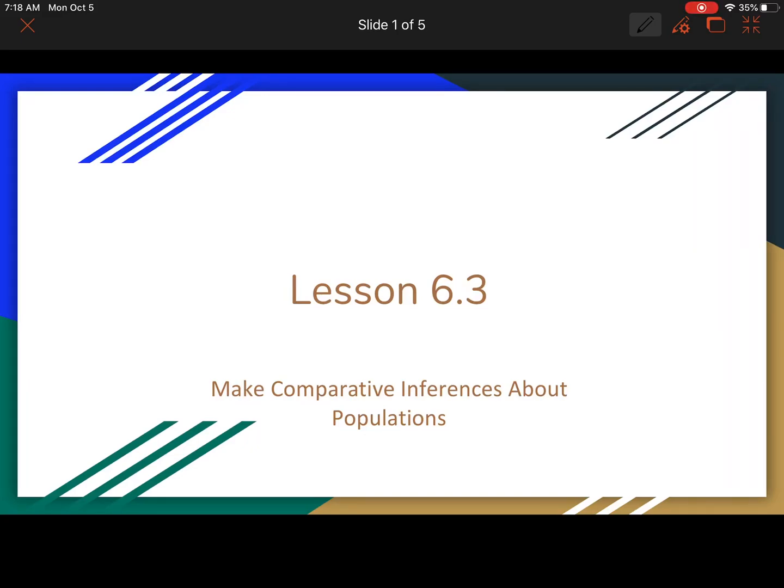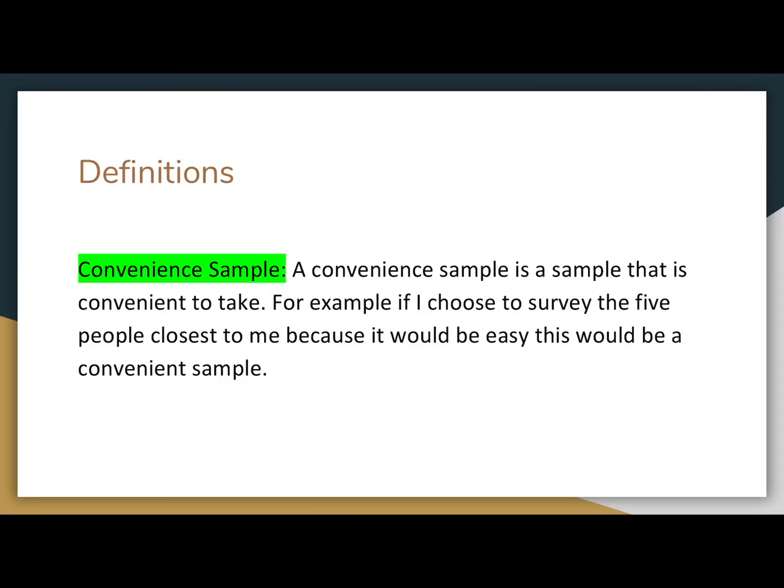Hi class, right now we're going to learn about lesson 6.3, making comparative inferences about populations. So yesterday we were making inferences about a singular population, now we're going to be making inferences about two or more populations and comparing them to one another.